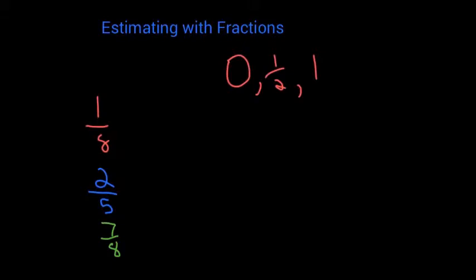thing out of 8, so that's not very much. So that would estimate to be about 0. 2/5, well, half of 5 is 2.5, and 2 is pretty close to 2.5, so that would estimate to be about 1/2. And then 7/8, 7 out of 8, that's almost the whole thing, so that would estimate to be about 1. So that's kind of how you reason out which one it's going to be, 0, 1/2, or 1. So let's put that to use.